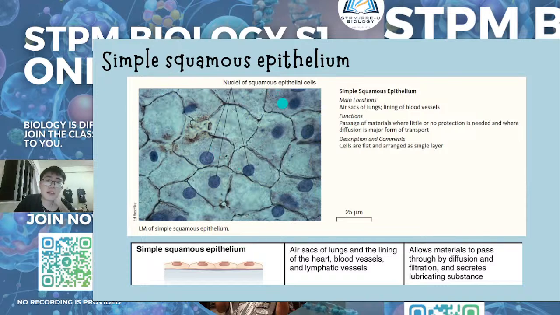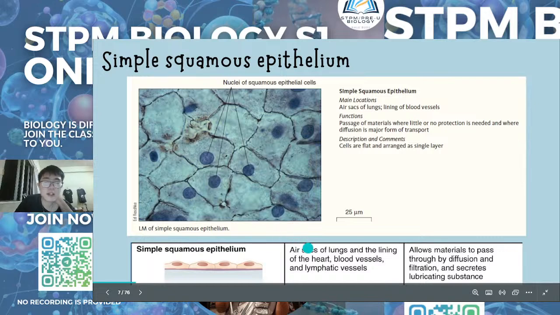Cell one. Actually, this one is simple squamous epithelium. This is a structure that you see under the microscope. Normally, the main location of this epithelial tissue is lining the air sacs of the lung. Our lungs contain air sacs, right? It is lining there, and also the lining of the heart, blood vessels and lymphatic vessels. So the blood vessels and lymphatic vessels also contain simple squamous epithelial tissue.